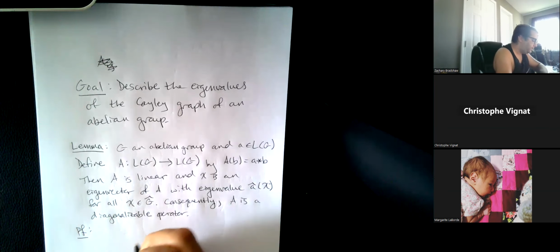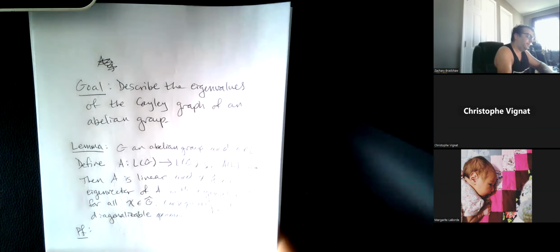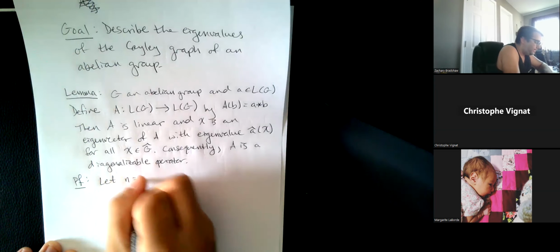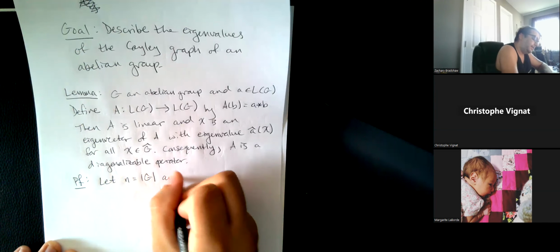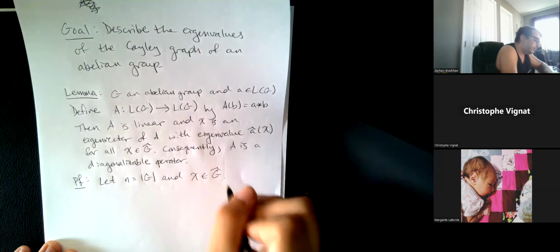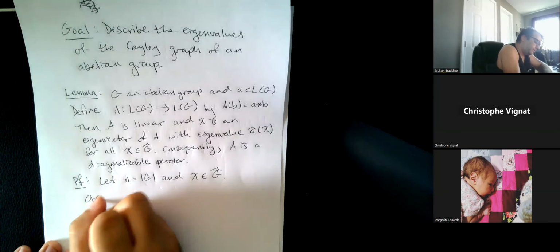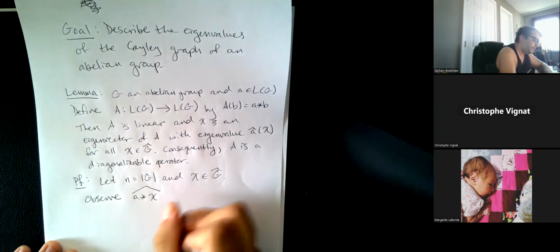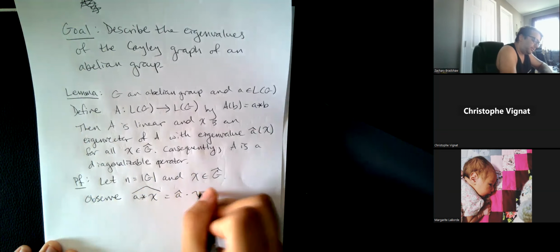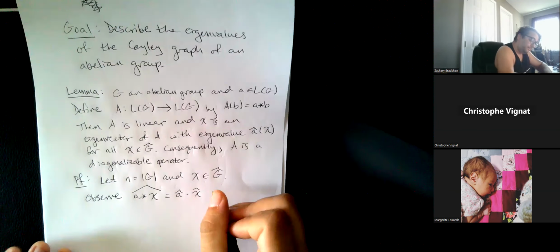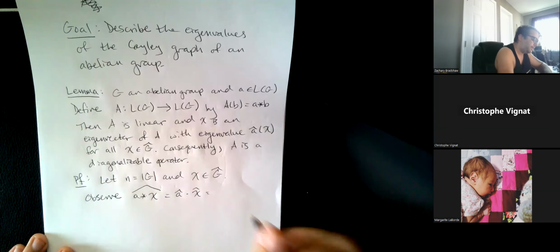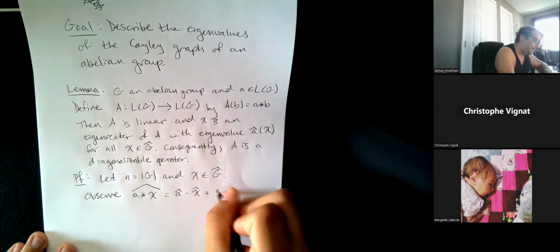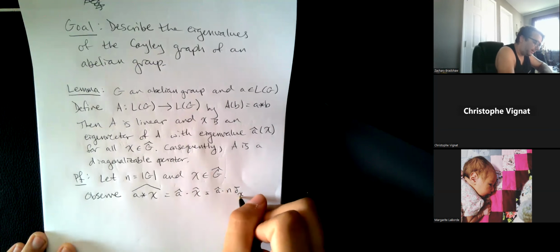Here's the proof. So again, I won't show linearity. It's just a straightforward computation. I want to check this eigenvector property. Let n equal the order of G, and let chi be in the dual group. And observe the Fourier transform of the convolution, by the convolution theorem, is just the product of the Fourier transforms. And we showed before that the Fourier transform of this irreducible representation chi is just n times delta chi.